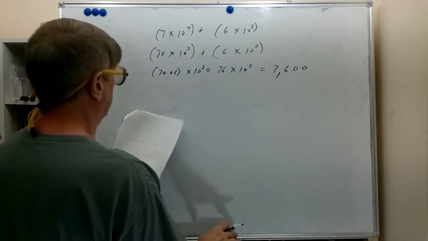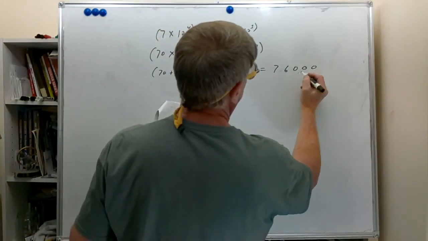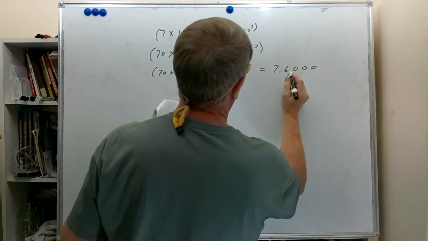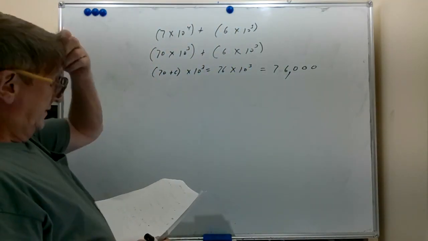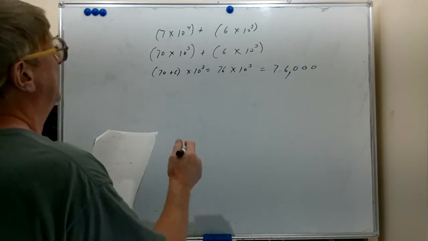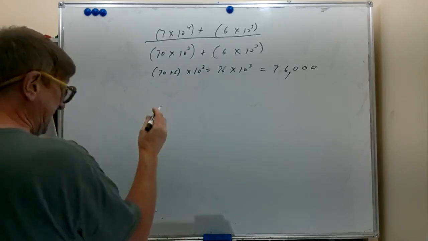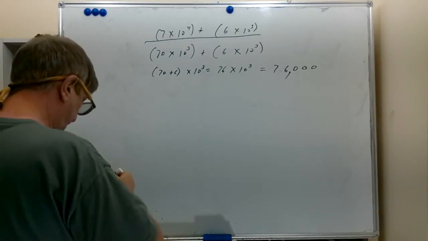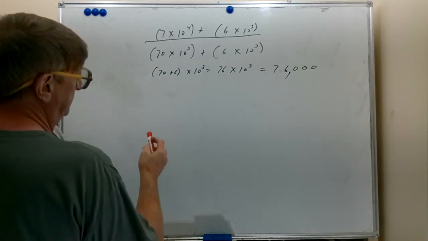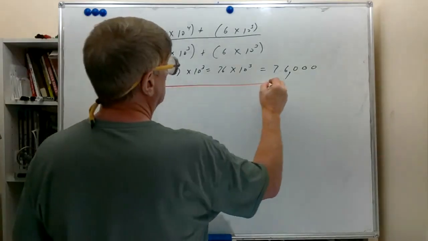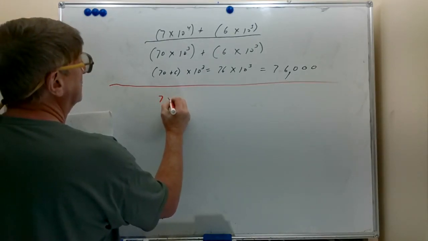Or 7, I don't know, I gotta go one more than that. I just 76,000, because my decimal place was right here. Now, if we'd taken this problem and gone the other way, we're going to leave the 7 times 10 to the fourth unchanged.